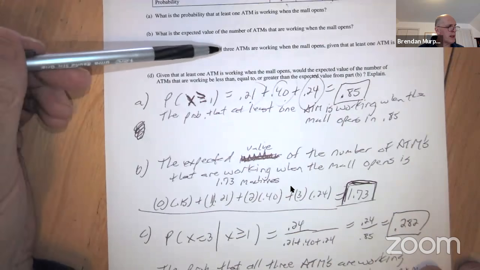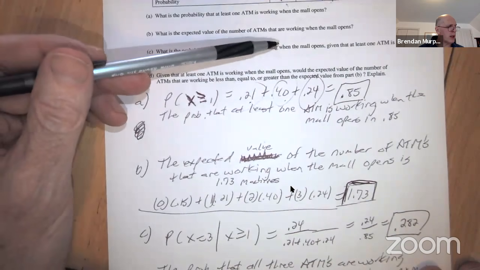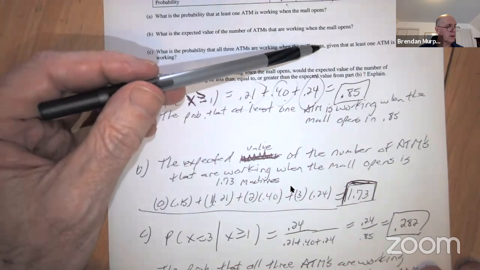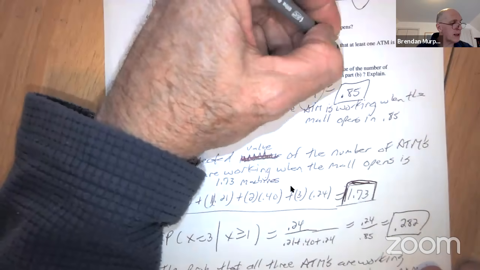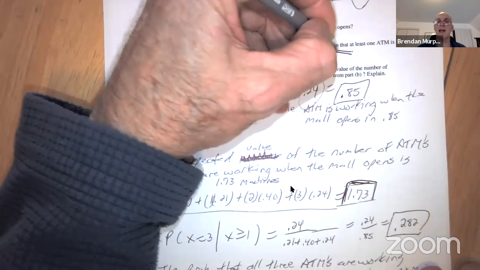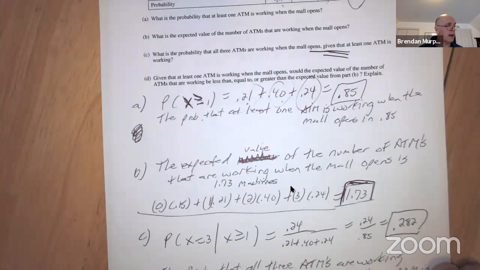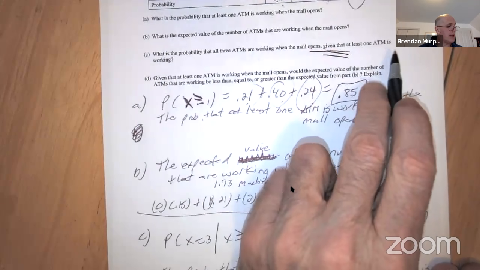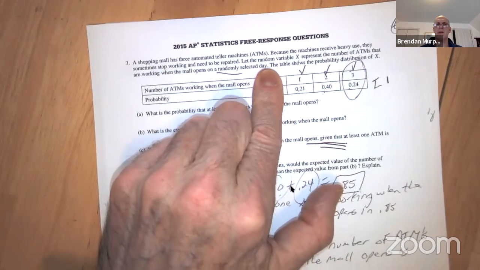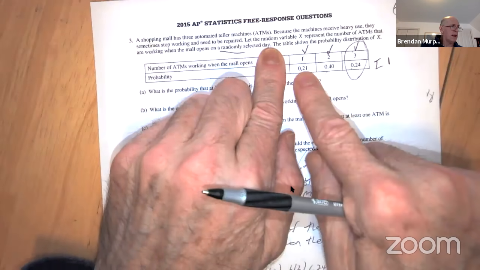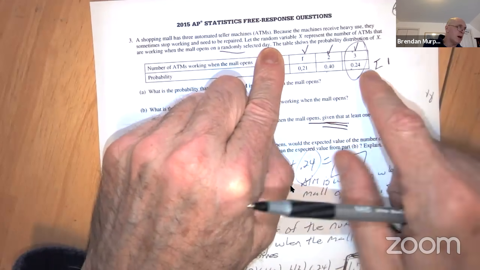What is the probability that all 3 ATMs are working when the mall opens? So all 3 are working, given that... well, boy, that sounds like that conditional probability that we talked about Monday, doesn't it? That's my red flag right there. Given that at least one ATM is working. I sort of just cover up the 0 and say, well, at least one. And I want to know all 3.